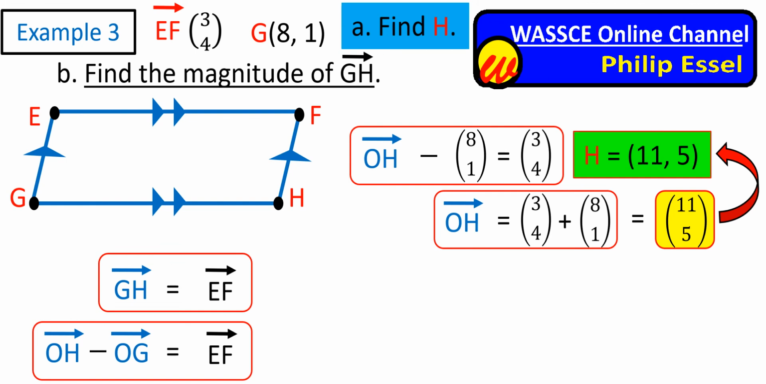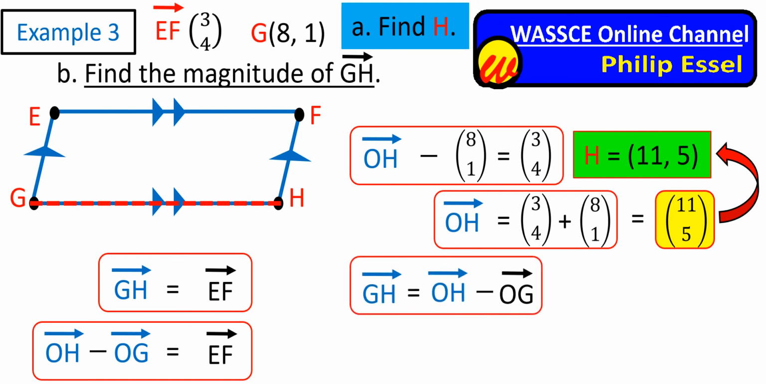Let's look at the second part of the question. The second part of the question is asking us to find the magnitude of the vector GH. How do we do this? To be able to do this, we first need to find the vector GH. The vector GH will be equal to the vector OH minus the vector OG.